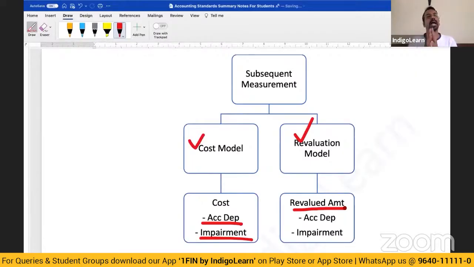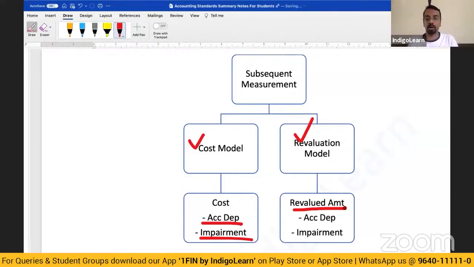So, say for example, I purchased a land some 5 years back. If I'm following the cost model, I'll continue to carry it at cost. I'll not depreciate land because it does not have a definite useful life. It has an indefinite life, right? So under the cost model, it will be shown at cost only.